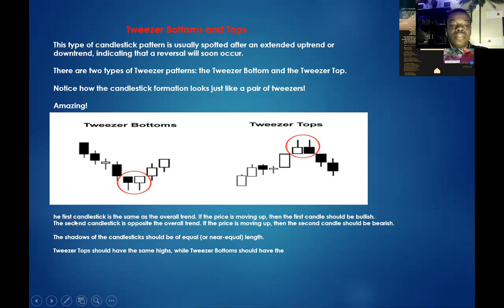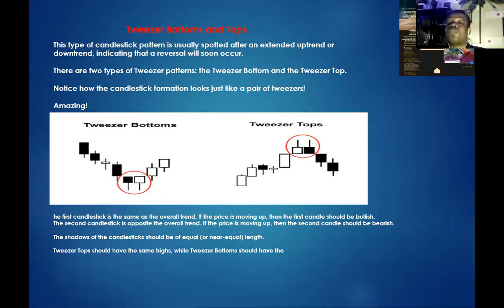The first candlestick is the same as the overall trend. If the price is moving up, then the first candle should be bullish, just like what I explained now. The second candlestick is opposite the overall trend. If the price is moving up, then the second candle should be bearish. The shadows of the candles should be equal or near equal.